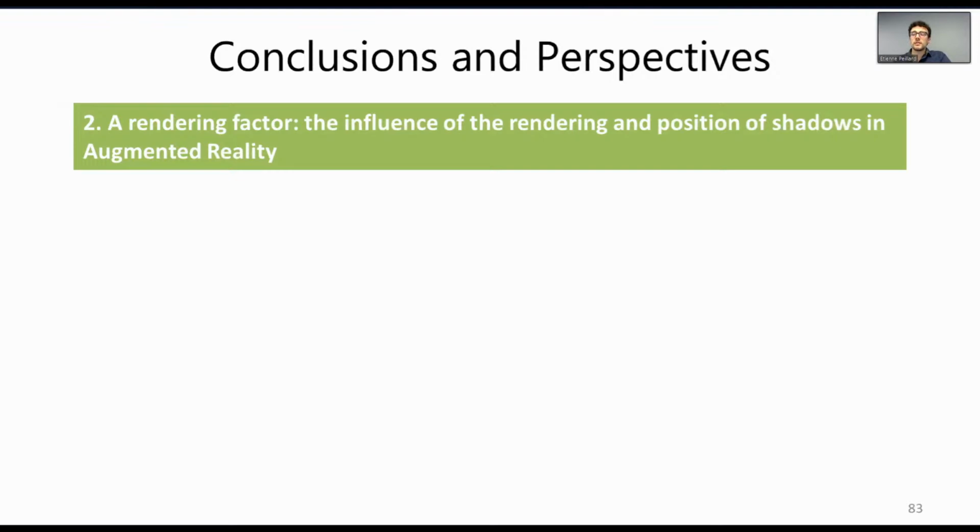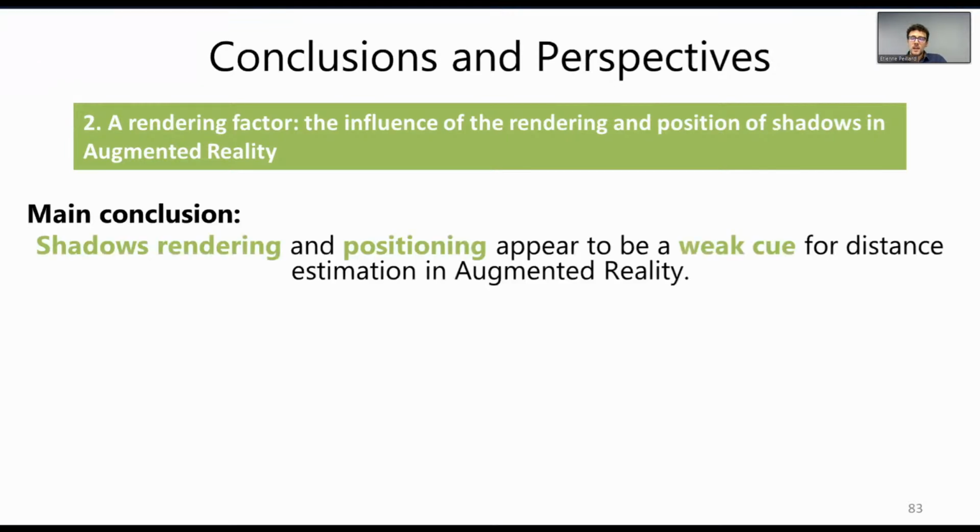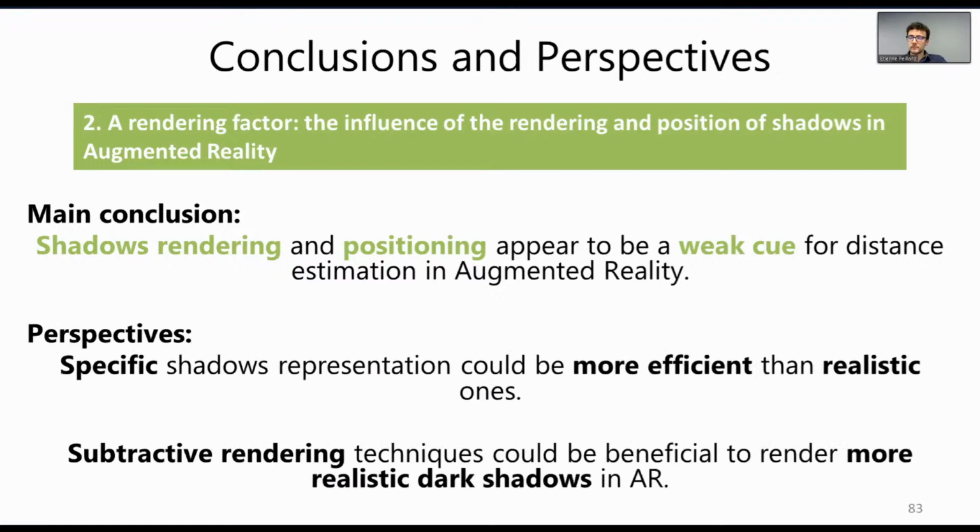Our second contribution tackled a specific rendering factor in augmented reality, shadows. We evaluated the effect of rendering and position of shadows on distance perception in augmented reality. Our results showed that shadows, rendering, and positioning are a weak cue for distance estimation. As such, the rendering of realistic shadows might not be a major challenge for augmented reality devices. Other renderings, such as drop shadows, could be more efficient to provide proper perception.